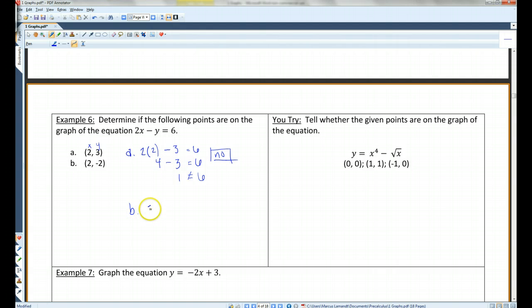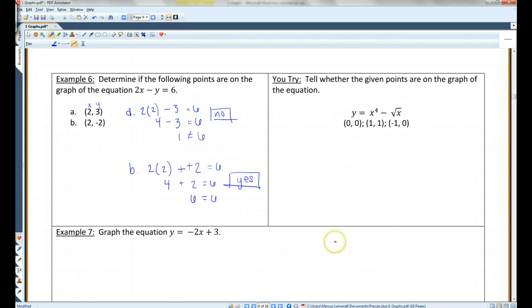Let's try part B. We've got 2 times 2 minus negative 2. 2 times 2 is 4, minus negative becomes a positive. 2 plus 4 is in fact 6. So this one is yes. You guys can try this one.